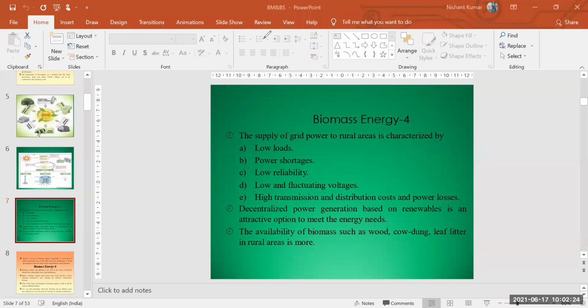These areas are particularly the domain for low loads, where power shortages are there, low reliability, low fluctuating voltage, and high transmission and distribution costs and power losses in that particular area. We concentrate on this form.